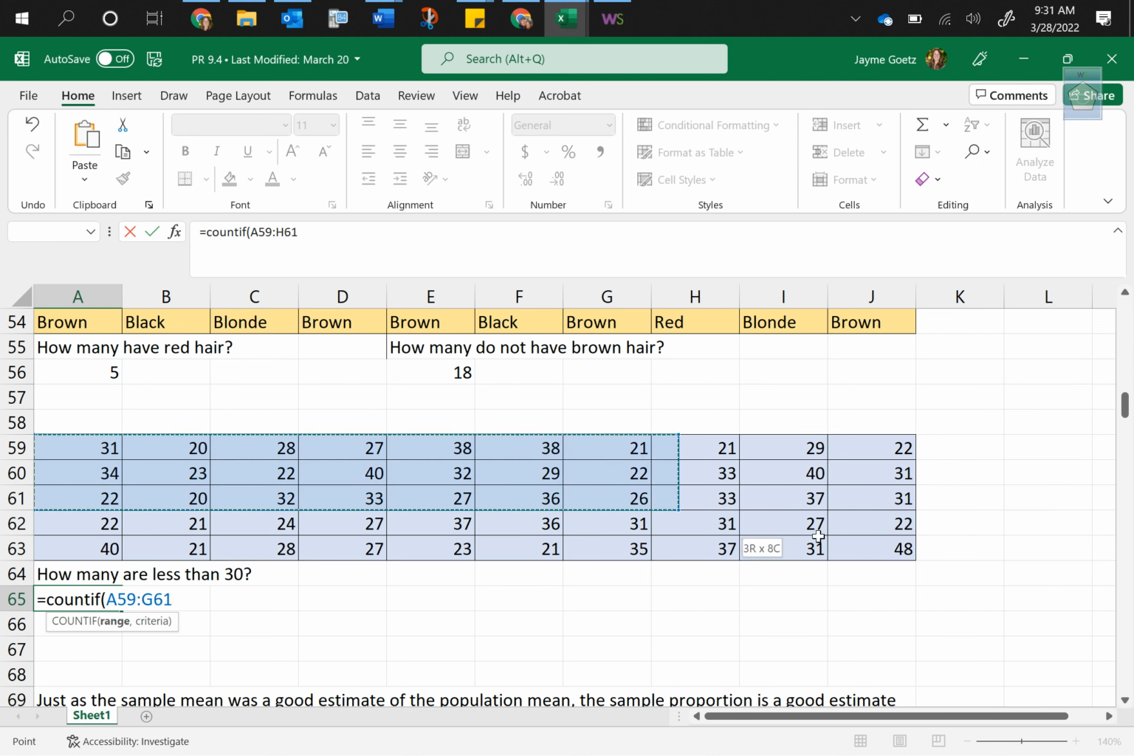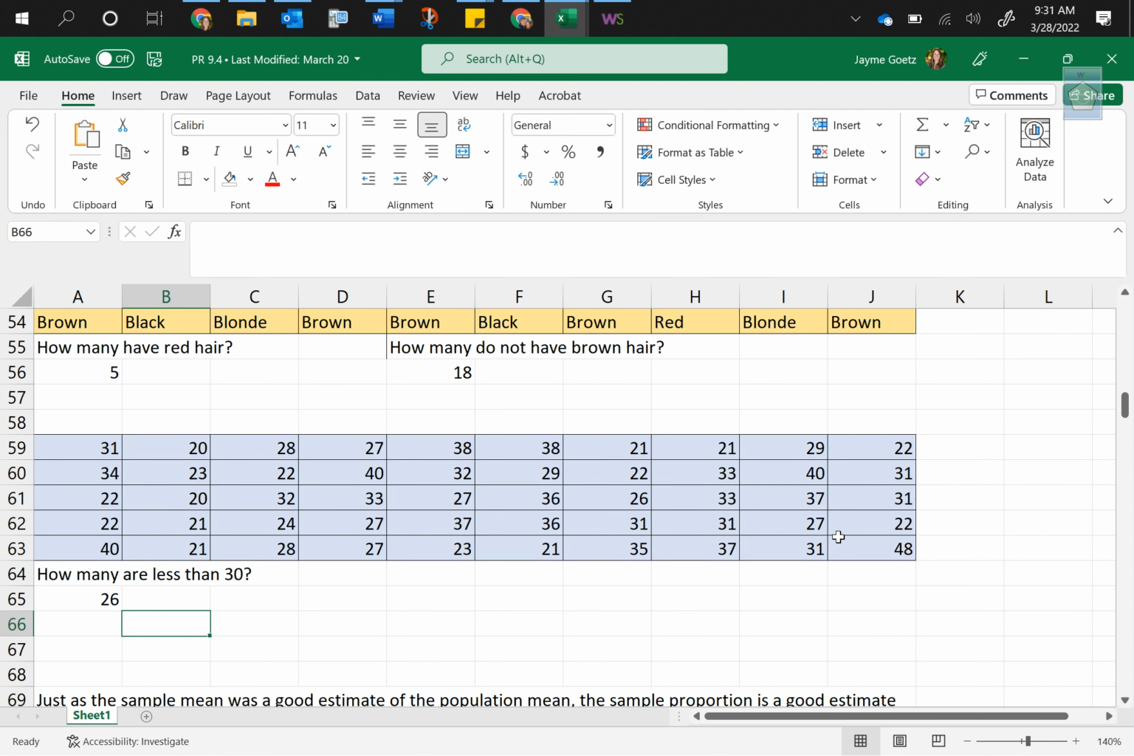And I can highlight my new range. And for my criteria, in quotations, we would put less than 30. It'll count that for you, less than 30. And that should give you 26. Are we okay with that? That should make some of these calculations a ton easier for you.